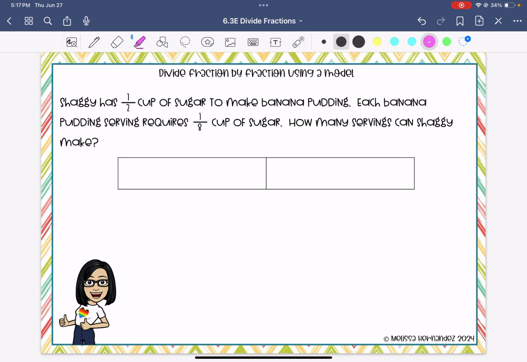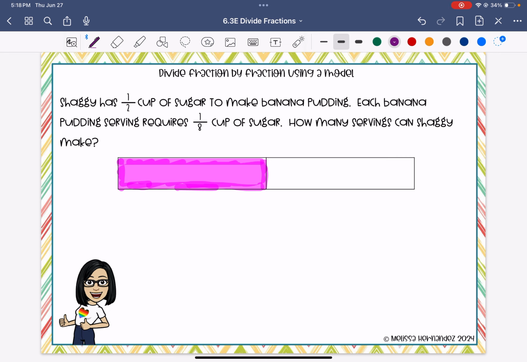So the first thing I want to do is represent the half using a fraction bar. Now, I've seen where some people use the same bar to show the 1/8. It's just not something I'm really a fan of. It doesn't make a whole lot of sense to me. It's just easier to see with the second one.